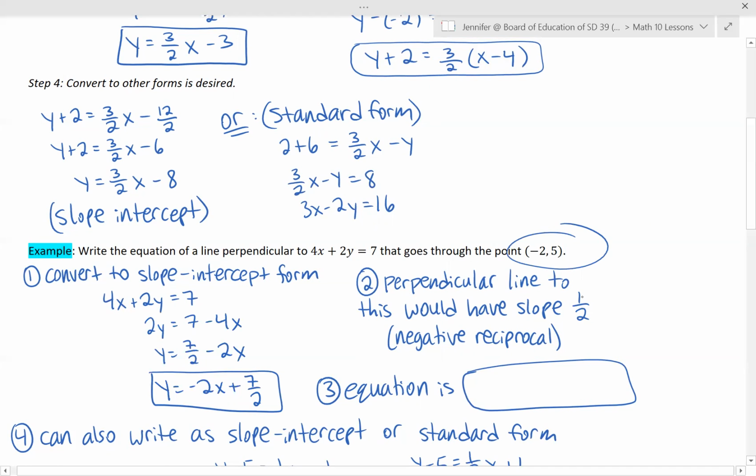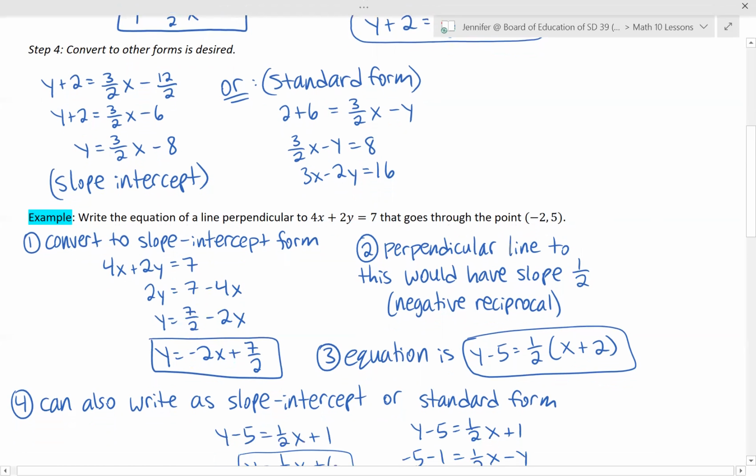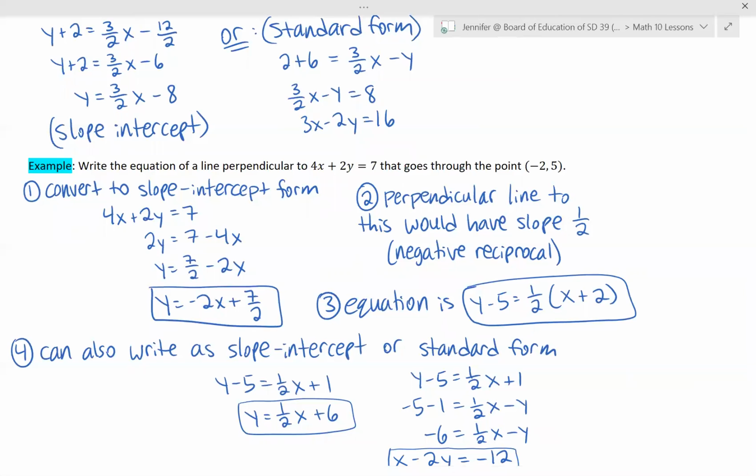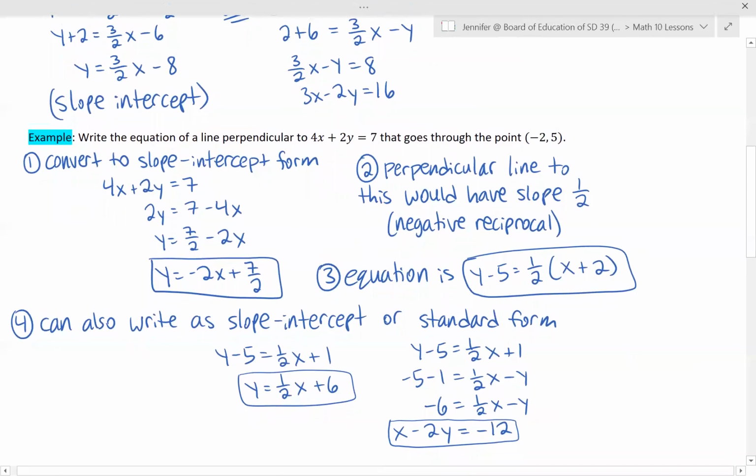So we now know the slope and we know a point, so we can write the equation in point-slope form. So it would be y minus 5 equals the slope of 1/2 x, and again, this can be plus 2 because it's given as negative 2 here. So that's the equation of a line that's perpendicular to this line and goes through this point. And like the last question, step 4, we can convert to either slope-intercept form or standard form, depending on what the question's asking.